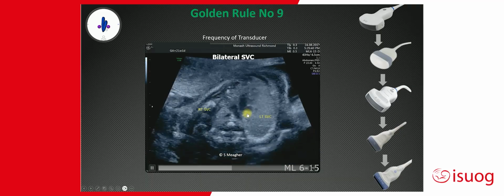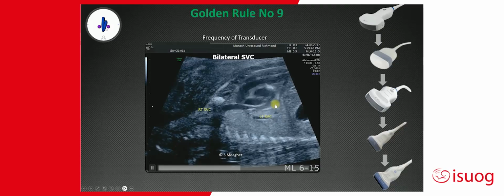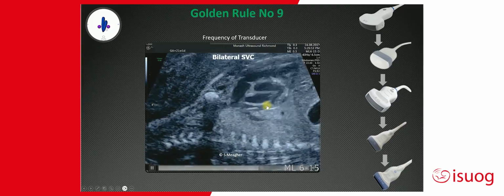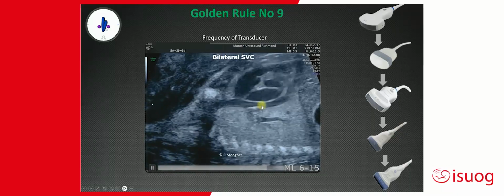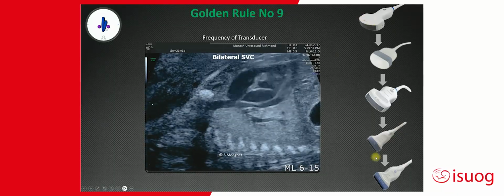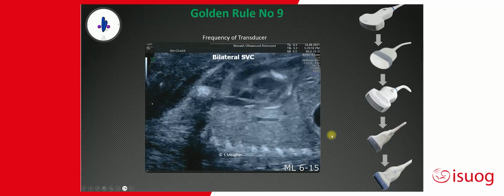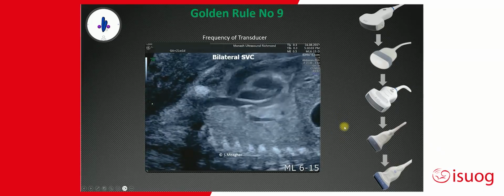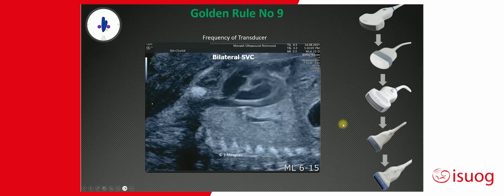And in fact, when I rotate on that vessel, I can see streaming down the persistent left SVC as it drains into the coronary sinus. I do not get that degree of detail when I use a lower frequency transducer. It's only going to a higher frequency. Remember, in cardiac imaging, try and get the best image by testing: are you using the highest frequency transducer and at the same time maintaining penetration?